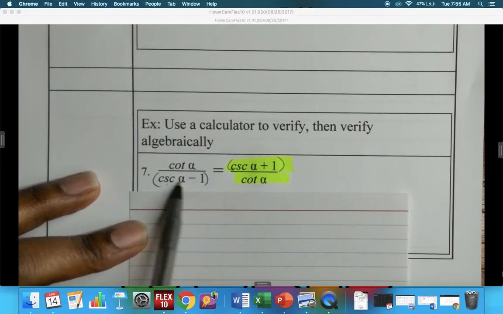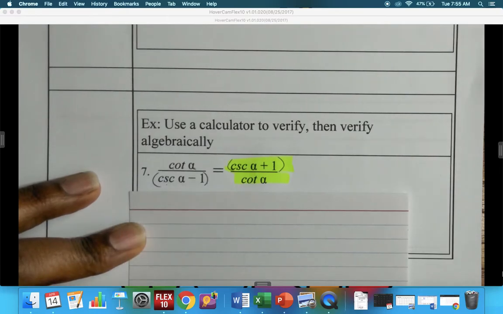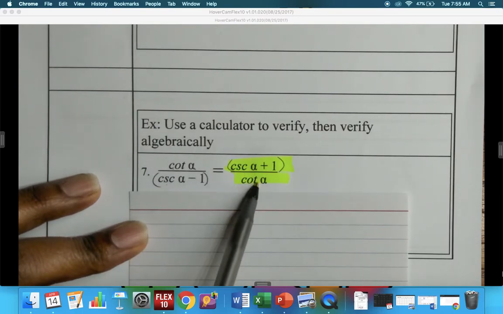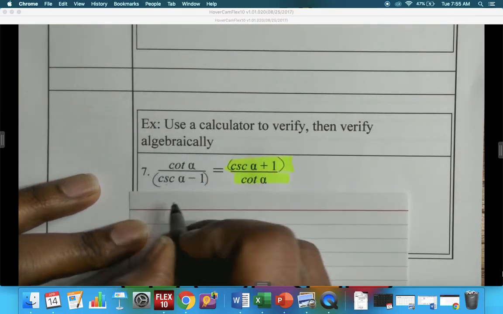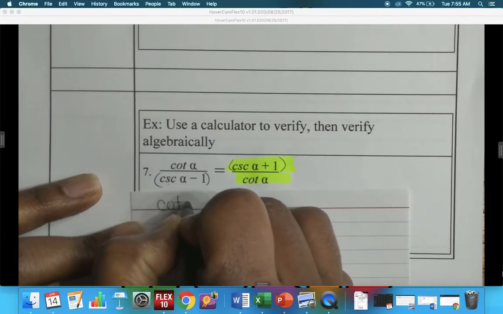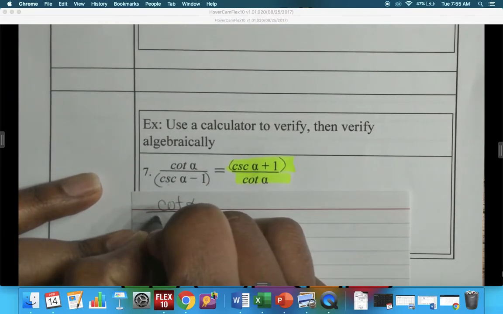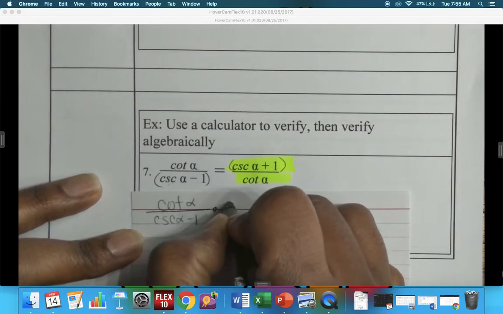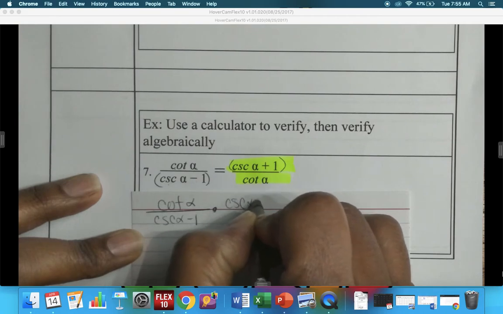What I'm going to do is take this denominator and use the conjugate to rewrite it so that hopefully I'll get a Pythagorean identity that I can use to change this to a cotan. Okay, so I have cotan on the numerator over cosecant minus 1. I'm going to multiply that by cosecant plus 1.